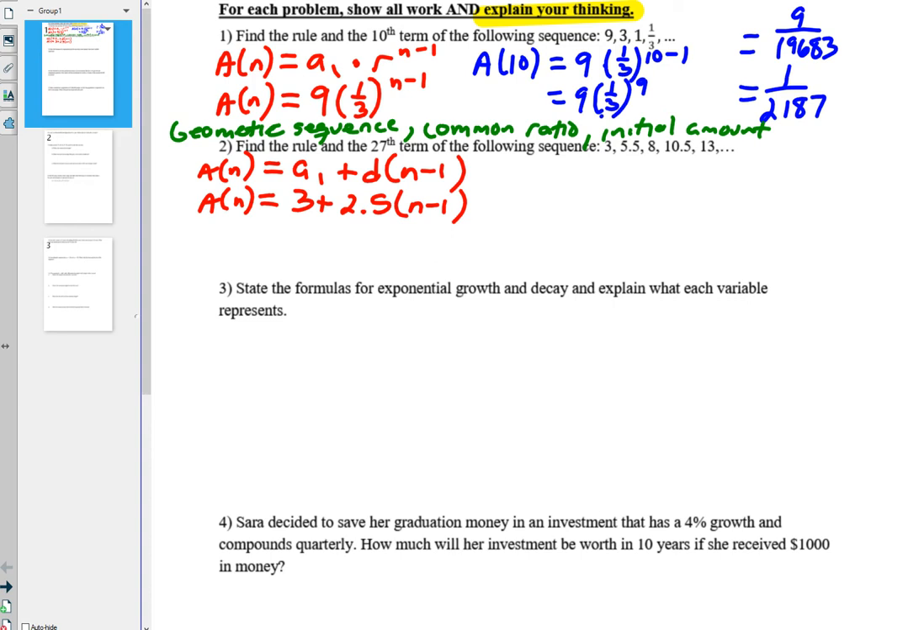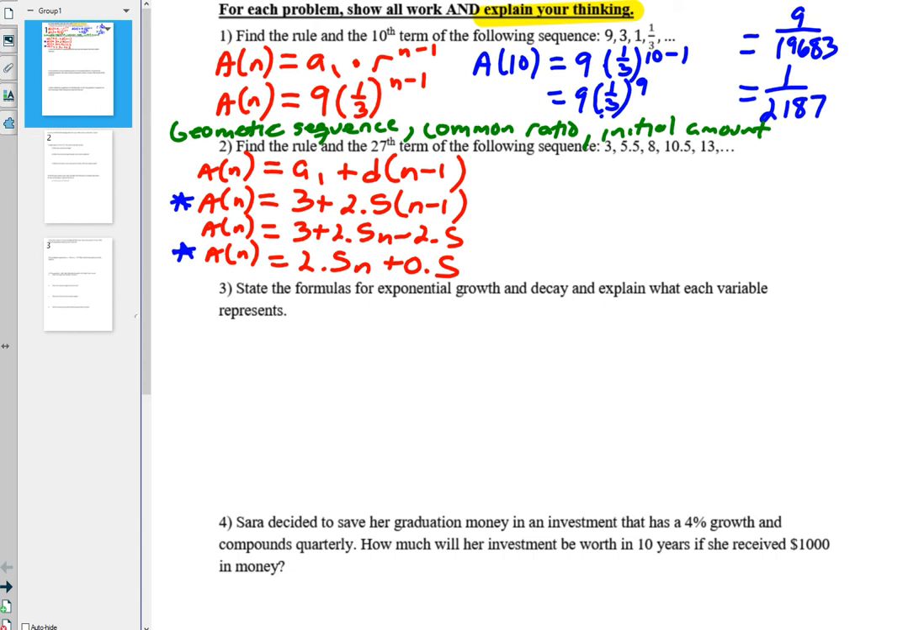This is a little bit more conducive to simplification because you guys are used to distributing by multiplying. So another thing you could do is just distribute the 2.5n minus 2.5, and then when you combine like terms, you get 2.5n plus 0.5. But either one of these would be okay. I'm not going to scrutinize between those two.